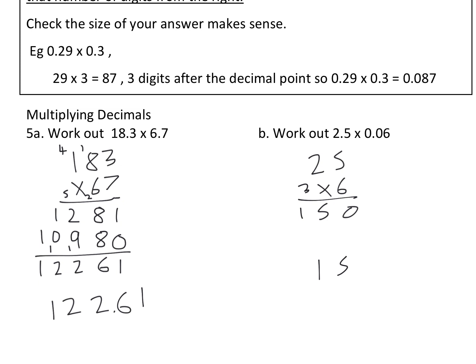Then we need to write out that answer, and we count the number of digits after the decimal point. 1, 2, 3. So we need to have 3 digits after the decimal point. So the decimal point has to go before the 1. So we've got 3 digits after the decimal point.